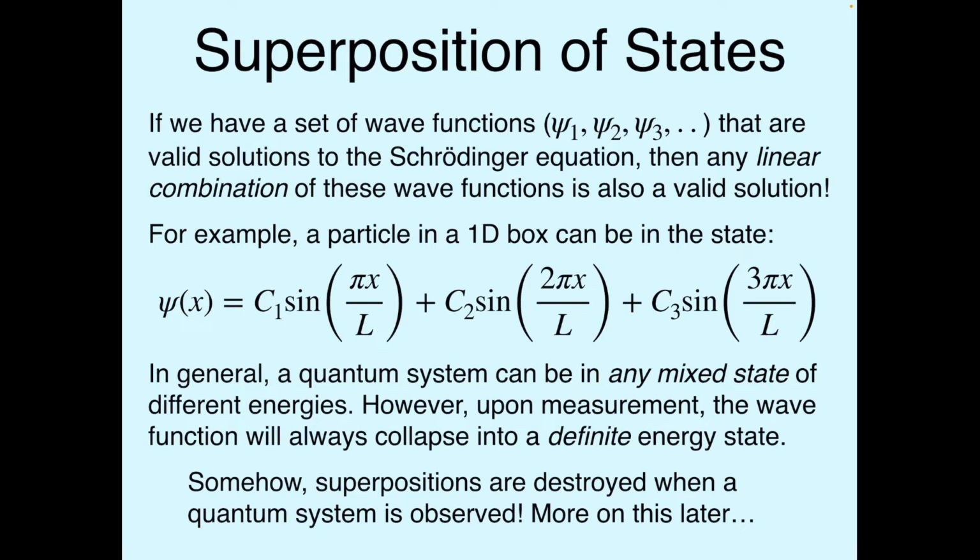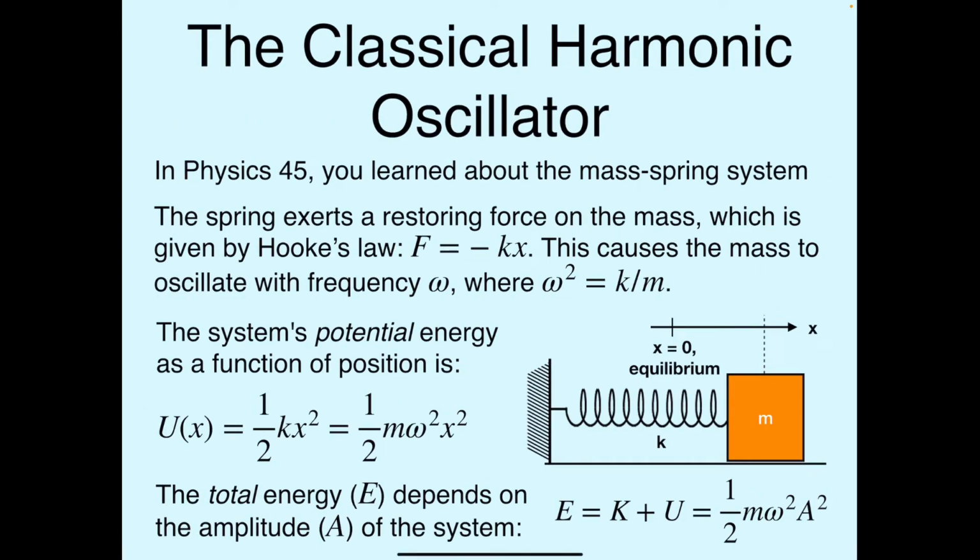So we'll just set that to the side for now, but we'll get back to it later at the very end of the lecture. But let's move on to something else. Let's move on to the harmonic oscillator. So we're going to start by going over the classical harmonic oscillator. This is what you learned back in Physics 45.